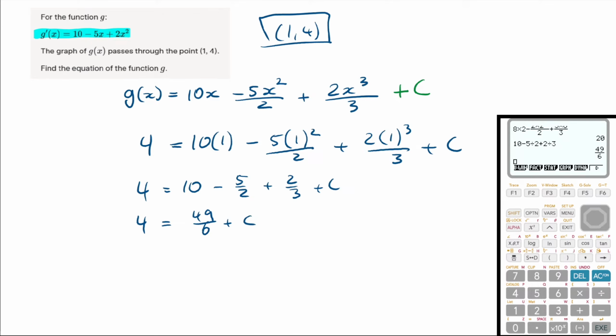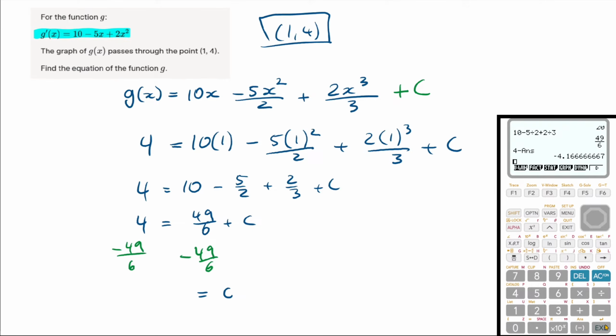And now the last thing, we want to know what c is. So we're just going to do one step, minus 49 over 6 on both sides in order to find what c is. So we're going to get an answer for c. And again, we can just do that in the calculator as well. So 4 minus, and then the answer button. Now you guys have it much easier on the calculator. I need to click on it manually.